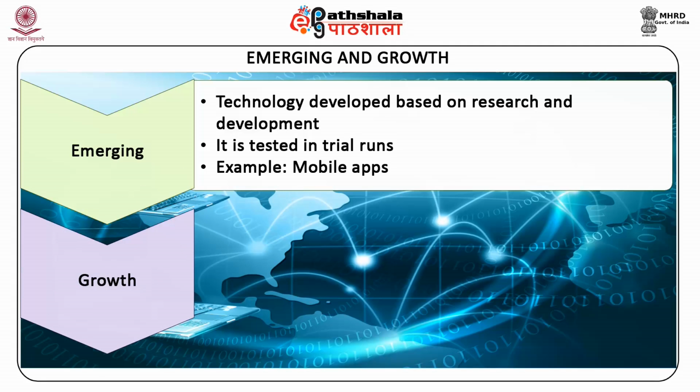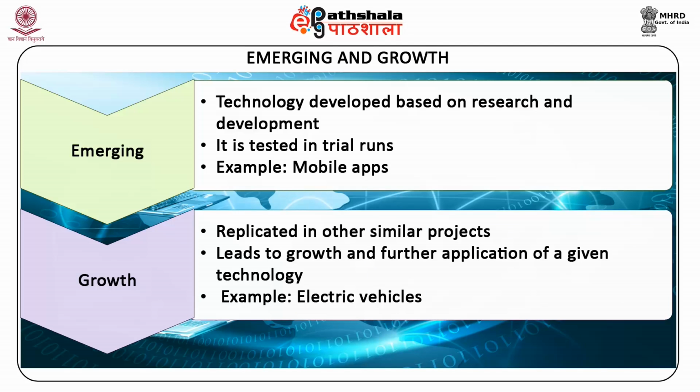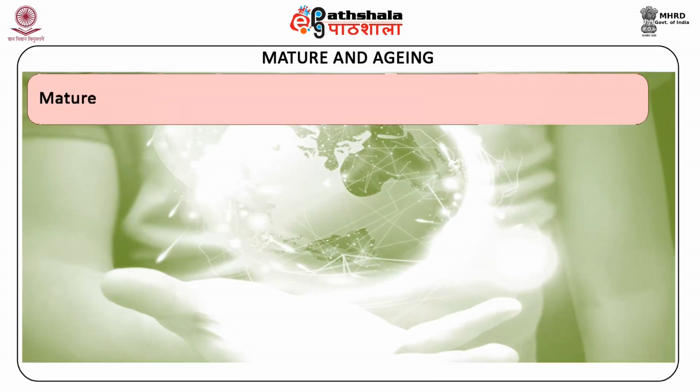The second stage is growth. Once a technology is found to be fit for operations in a project, then it's replicated in other similar projects. This leads to growth and further application of a given technology. After a technology is successful, its general acceptance provides it the potential for future growth across the globe. For example, electric vehicles.